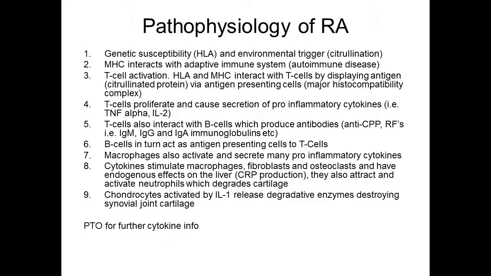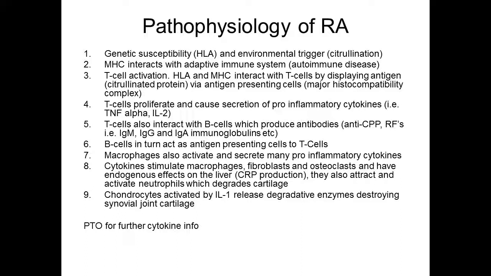The pathophysiology of rheumatoid arthritis is very complex, and this is by no means an absolutely exhaustive list, but this is just some of the main features that contribute to the pathophysiology of the inflammation underlying rheumatoid arthritis. To get to this point, we've already said that it involves a number of different things. So we start off with genetic susceptibility with the HLA gene alleles, and then combine that with an environmental trigger. So things like smoking causing citrullination of arginine. This then causes the major histocompatibility complex to interact with the adaptive immune system, and that's essentially what's involved in the majority of autoimmune disease presentation.